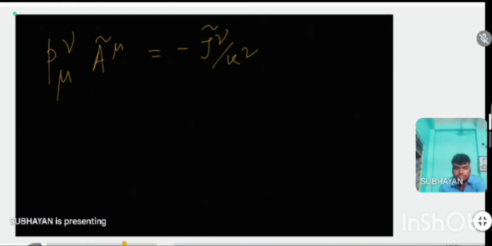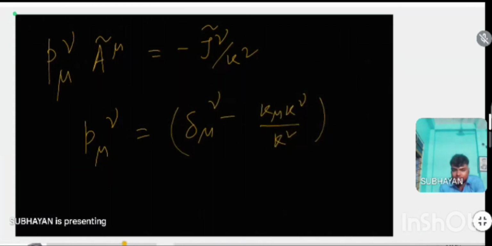Okay, this is p mu nu, then A mu tilde is equal to minus j nu tilde by k square. So now this p mu nu is equal to Kronecker delta mu nu minus k mu k nu by k square.